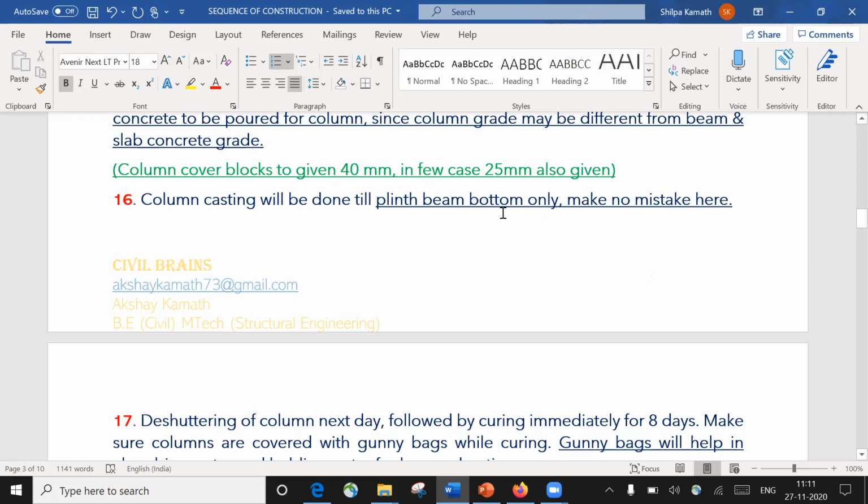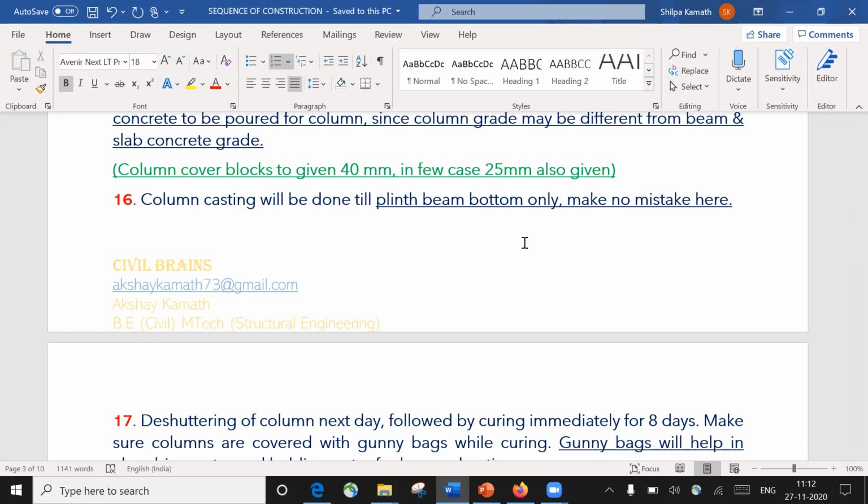Otherwise, if you're casting the entire 3 meter, then even though you keep your beam bottom where you're going to place your beam reinforcement, it cannot work, because your beam reinforcement and your column reinforcement have to be a fixed support, only then will the moment be transferred to the column. So in order to achieve that, we always cast the column up to the beam bottom, and slab and beams are cast at once, which is called monolithic casting, whereas the column is cast first, and after that the beam and slab are cast.